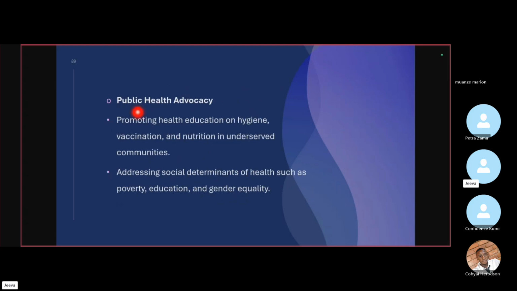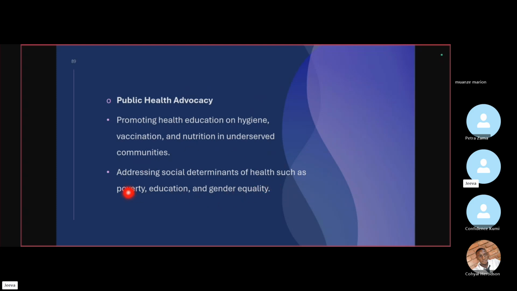Second thing is public health advocacy. You are the one who should promote health education on hygiene, on taking vaccination at the right time, and on nutrition in underserved communities. So you should educate your patient. You should ask them to have proper hygiene, proper vaccination on time, and nutrition in the underserved communities. And you should also address the social determinants of health, such as poverty, education, and gender equality. Everything should be addressed by a nurse.